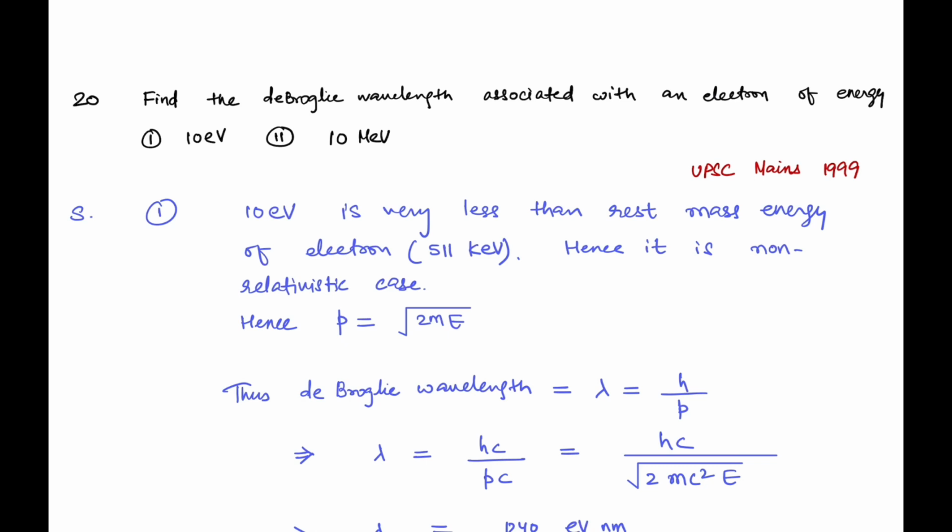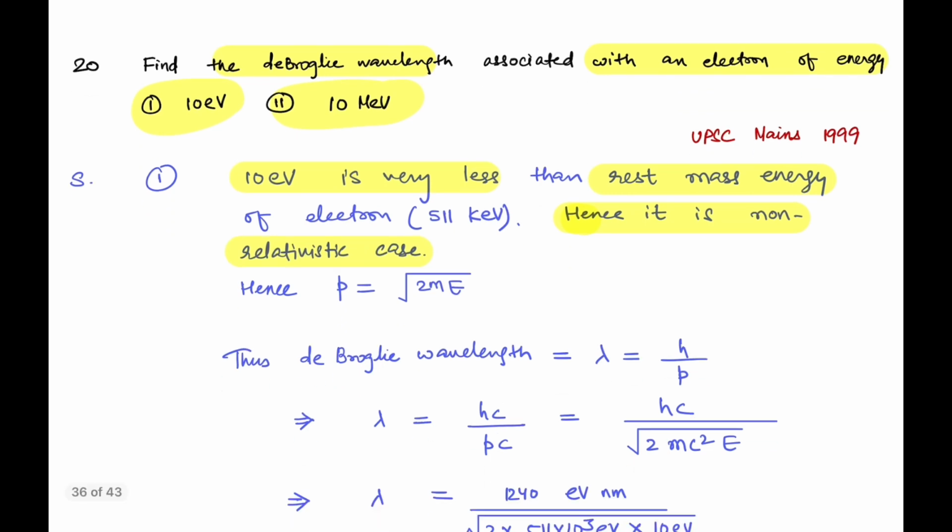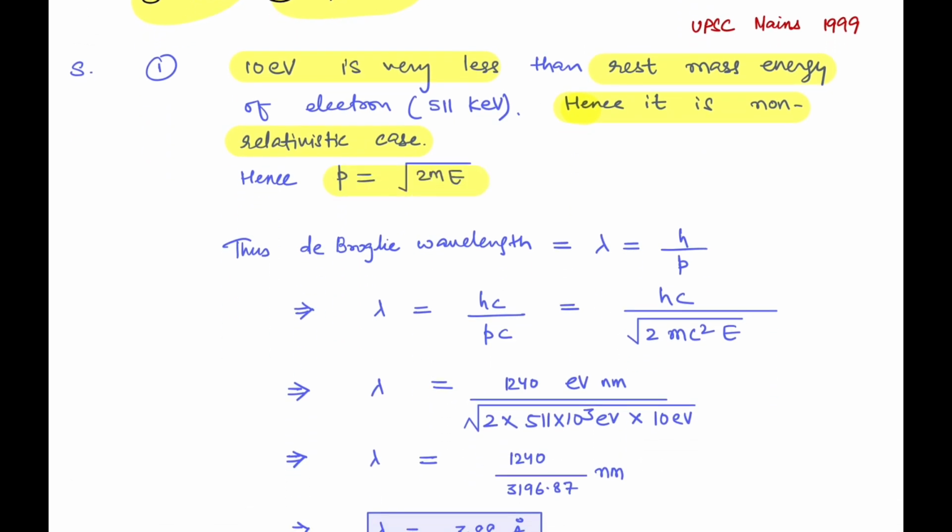Now we are going to solve the next PYQ. Find the de Broglie wavelength associated with an electron of energy 10 electron volt and 10 million electron volt. So there is a whole lot of difference. 10 electron volt is very much less than the rest mass energy, so we could consider it a non-relativistic case. The momentum will be simply under root 2mE.